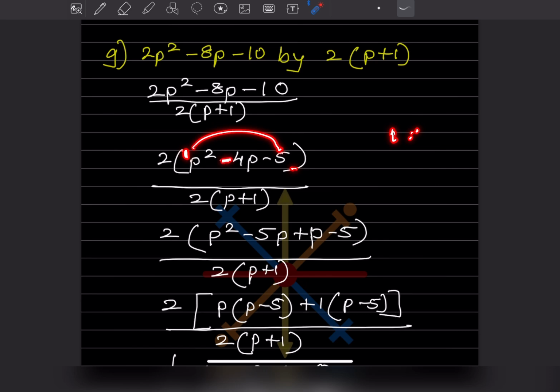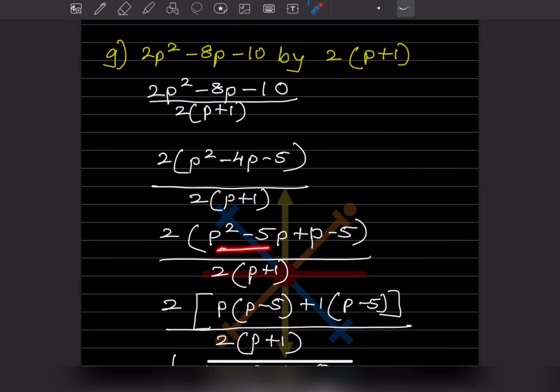So we are going to take the middle term. That will be minus 4. We should get minus 4, so we can write here minus 5 plus 1. That is going to be minus 4 because the factors of 5 are 5 and 1. So here minus 5p plus p means there is 1 over here. Usually we don't write 1. So now the denominator is the same.